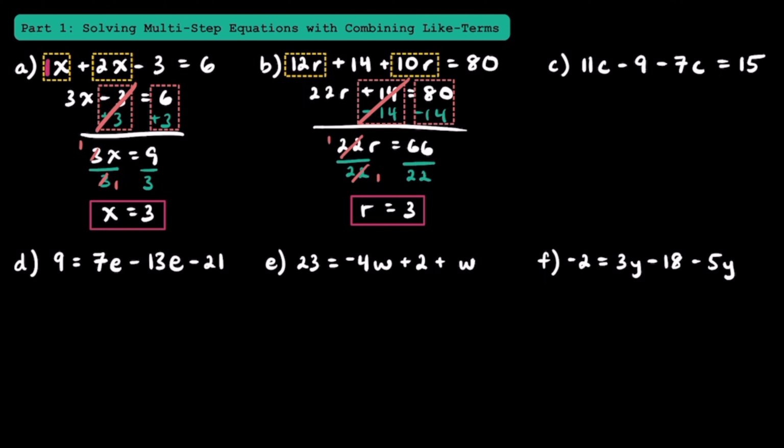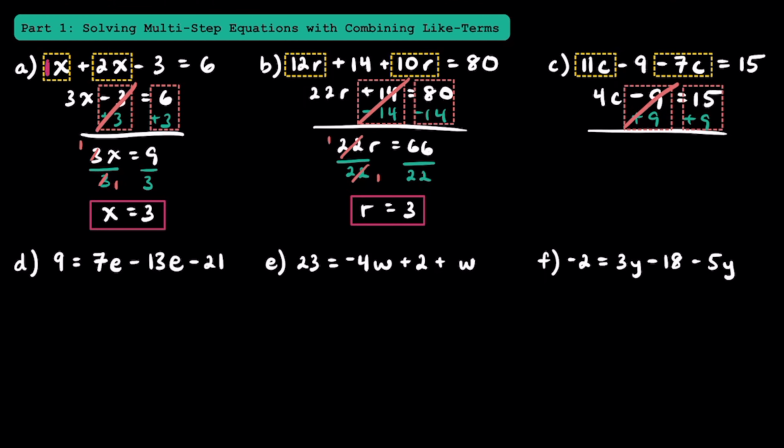Here in example C, we have 11c minus 9 minus 7c is equal to 15. Combining these like terms of 11c and minus 7c, we're going to get 4c. So we're going to write 4c minus 9 is equal to 15. Using the addition property of equality, we're going to add 9 to both sides. These two are opposite, so they cancel out to make 0. And since 15 plus 9 is equal to 24, we can write 4c is equal to 24.